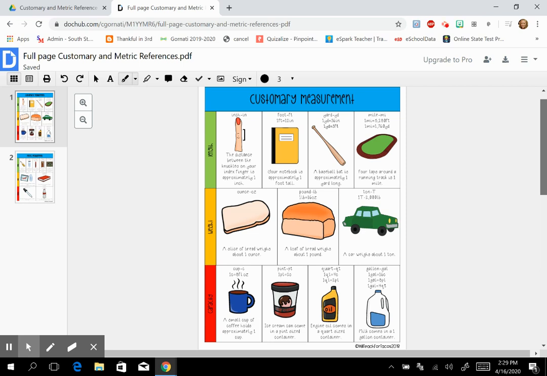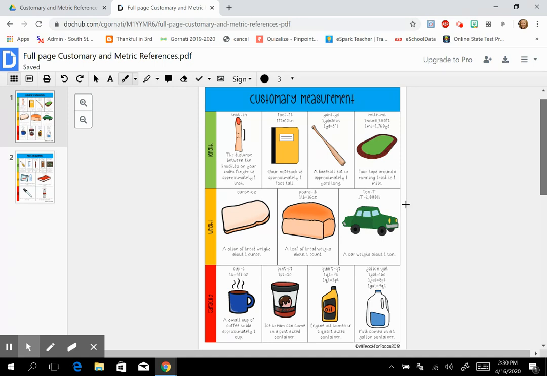Hi everyone, today we're going to be talking about different kinds of measurements that we need to know in third grade. We're going to talk about the customary units of measurement and then the metric units of measurement. In the United States, we use the customary units of measurement, so we're going to be talking about those first today.